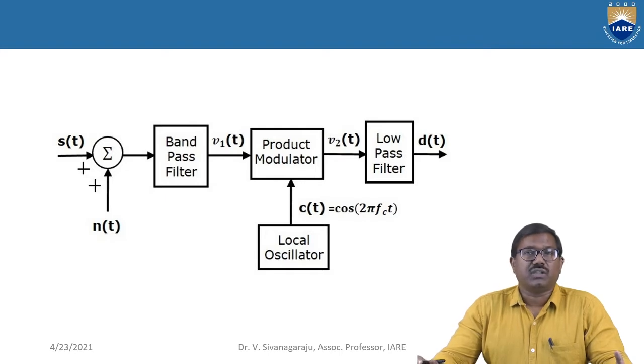So this is the receiver structure, and the band pass filter allows a certain band of frequencies. The output of this band pass filter is V1 of t, which is applied to the product modulator as one input, and the other input is a carrier C of t, which is generated in the local oscillator. The output of this product modulator is known as V2 of t, which is given to the low pass filter, and finally we get D of t. Now we will see them one by one.